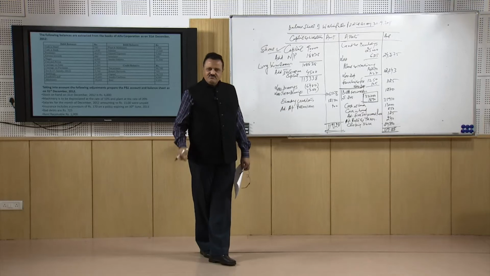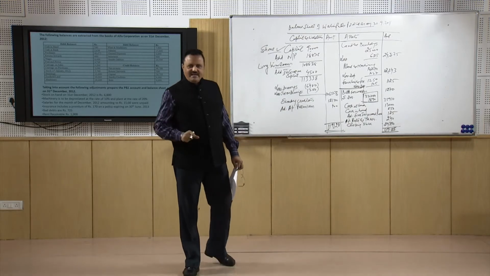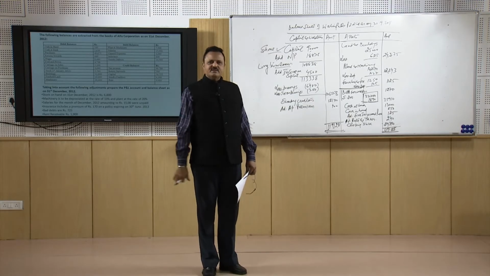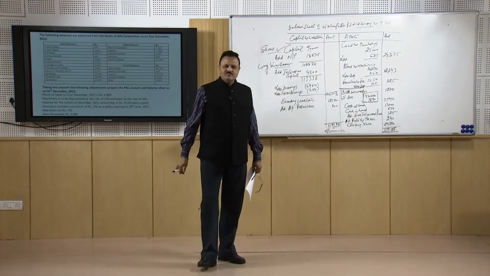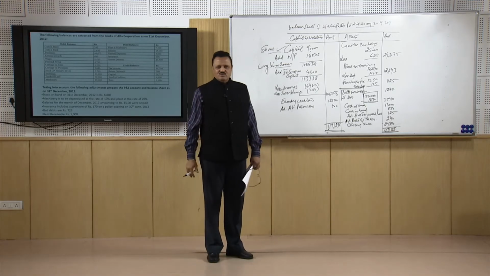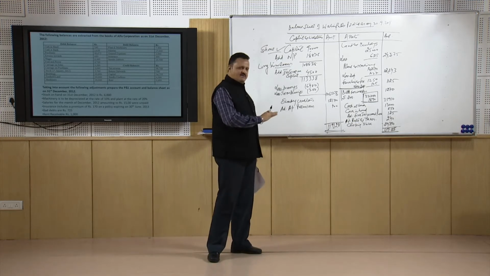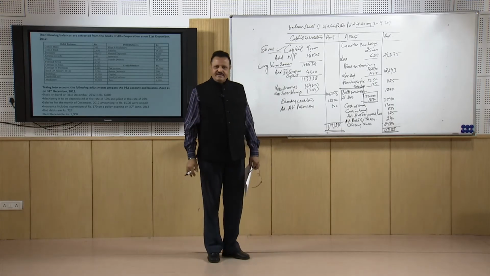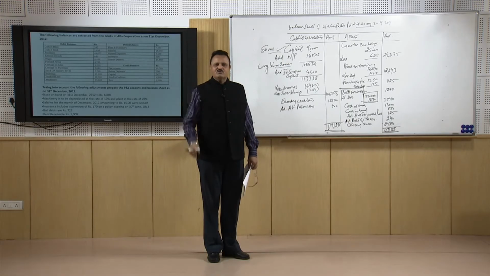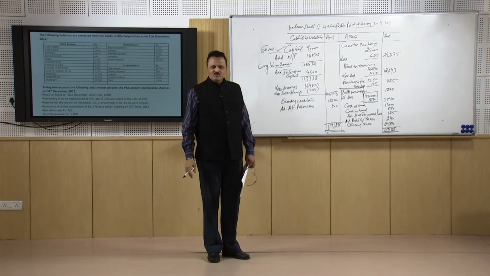term loans. First the owner invests his own money in the business, that is called capital. Then if there is a shortfall, he borrows the money from the financial institutions in the form of long term loans, and those long term loans become the second source of finance. Long term means the funds borrowed for a period of 3 to 5 years, they become the long term loans.